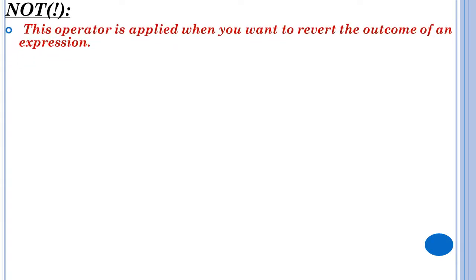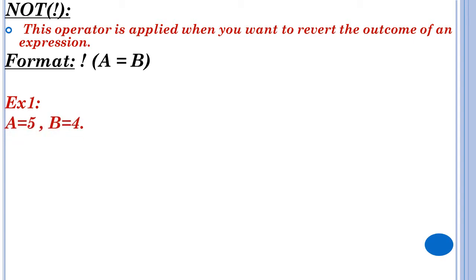The third type of logical operator is NOT. This is used to revert the output of an expression. Means if the given expression, A equals B, is true, but you want the result to be false, we will use the NOT expression. The format is like this: we use the NOT symbol and write one expression. Here we will use only two operands, A equals B. Instead of the equal symbol you can use any kind of symbol. I'll give an example, you will get to know.